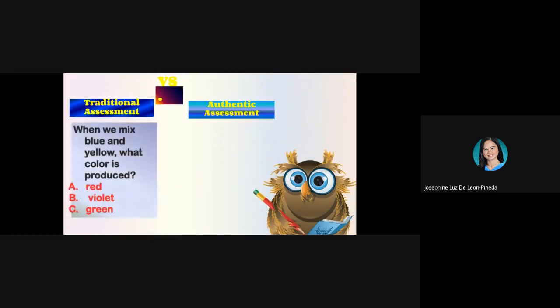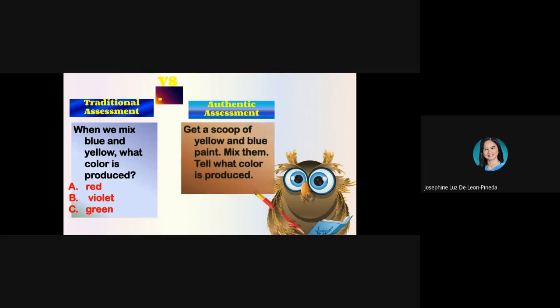So another example, in traditional assessment, we might be asking this one. When we mix blue and yellow, what color is produced? So of course, you will give other options. Then in authentic assessment, this is what students will do. Get a scoop of yellow and blue paint, mix them, then ask students to tell what color is being produced. So that's an example of an authentic assessment.